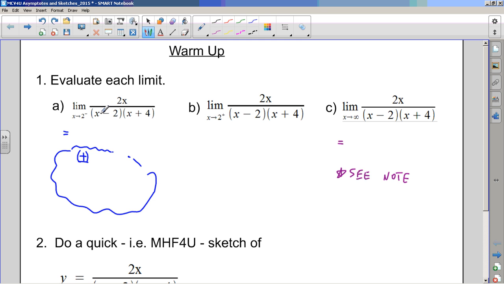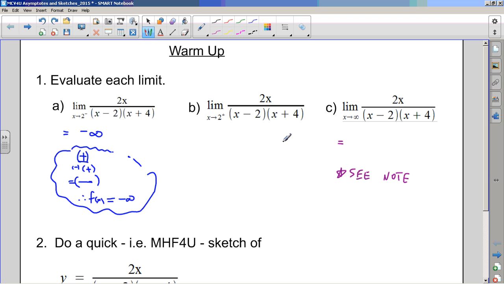But this bracket, if this is a little bit less than 2, this is going to be a teeny, teeny, teeny little negative, like negative 0.00001 or something like that. This will just be around 6, so it'll be positive. So overall, I've got a positive divided by a negative times a positive. That's a negative, a big negative. So therefore, we'd say the function tends to negative infinity.